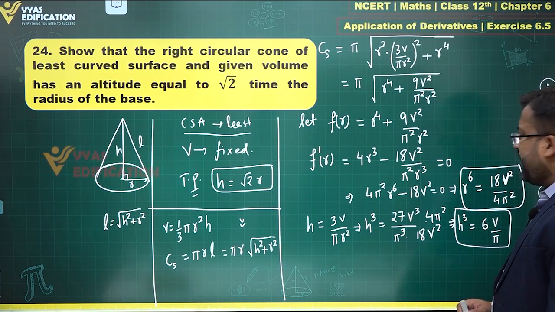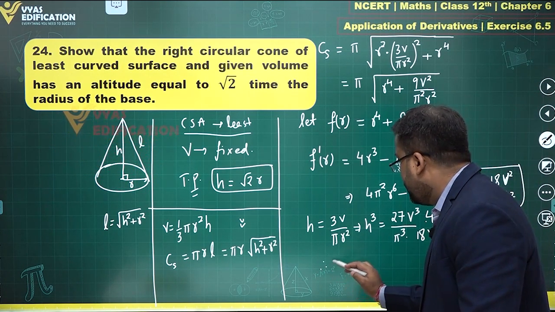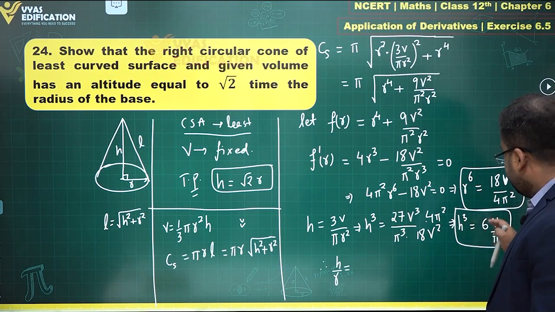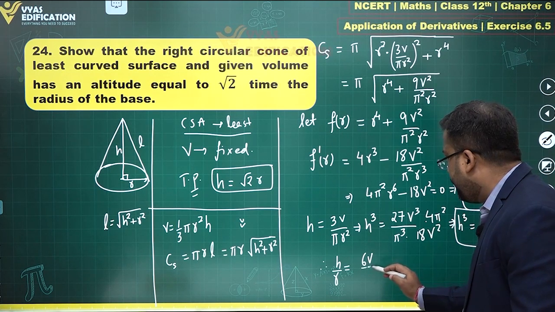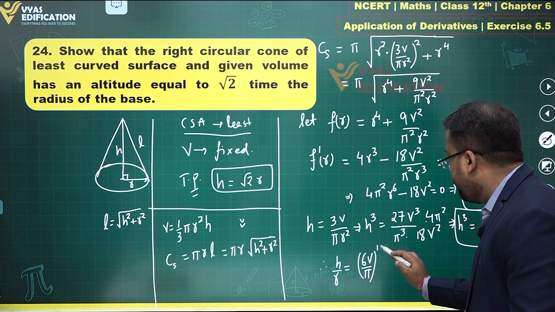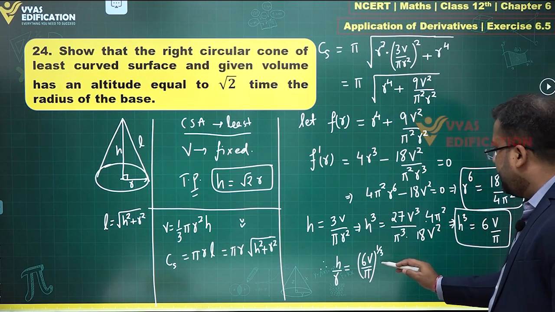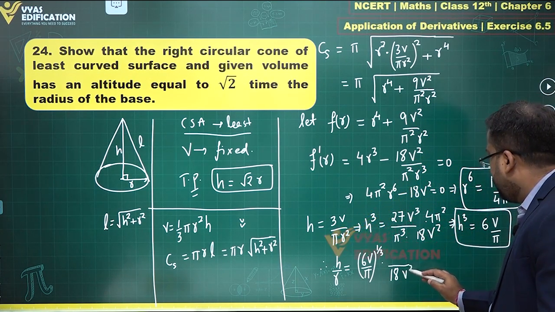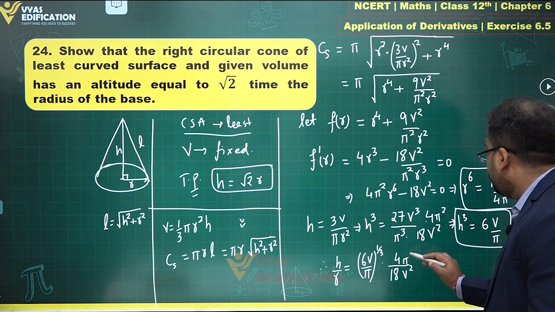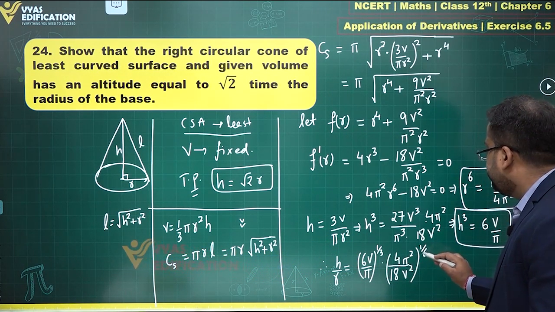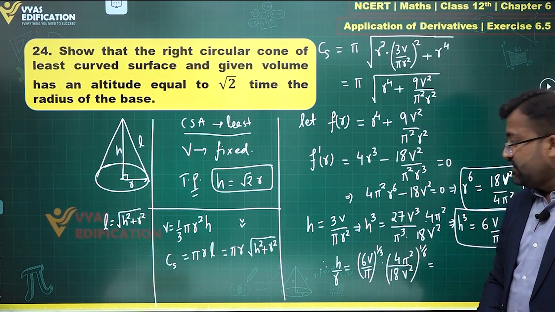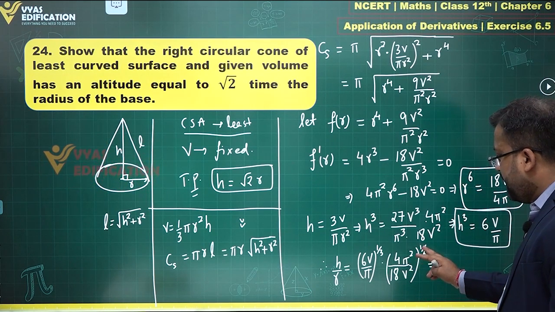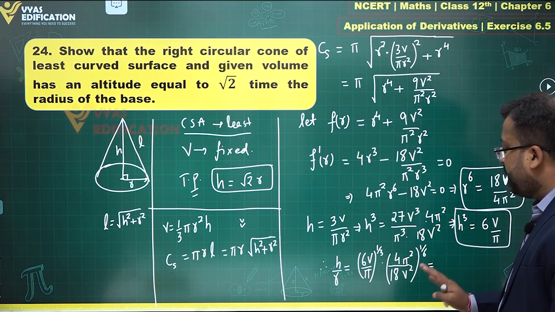Okay, and what is the value of h upon r? Therefore, h upon r will be equal to what? H is the cube root of this, so 6V upon pi raised to power 1 by 3 is what I get. And r in the denominator will be 18 V square over 4 pi square, power 1 by 6. Pi square power 1 by 6 is pi power 1 by 3, so pi power 1 by 3 will go. V square power 1 by 6 is V power 1 by 3, so V power 1 by 3 will go.